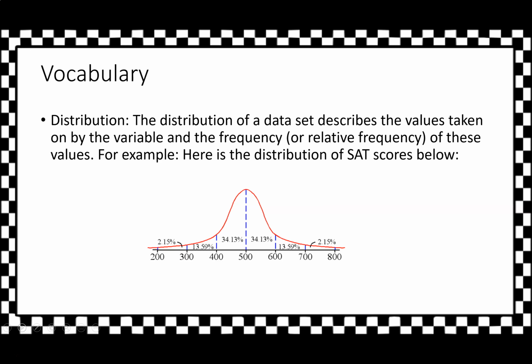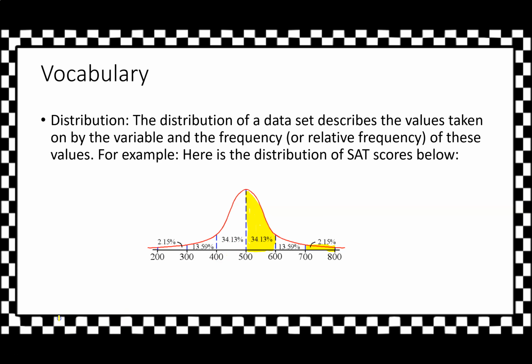So what does this mean? This really means that 34.13% of people score in the 500 to 600 range, right? That means that there's a big chunk of people there. Versus if you look over here, the distribution is a lot lower. Only 2.15% of people score from 700 to 800 points. And this is how it's distributed.